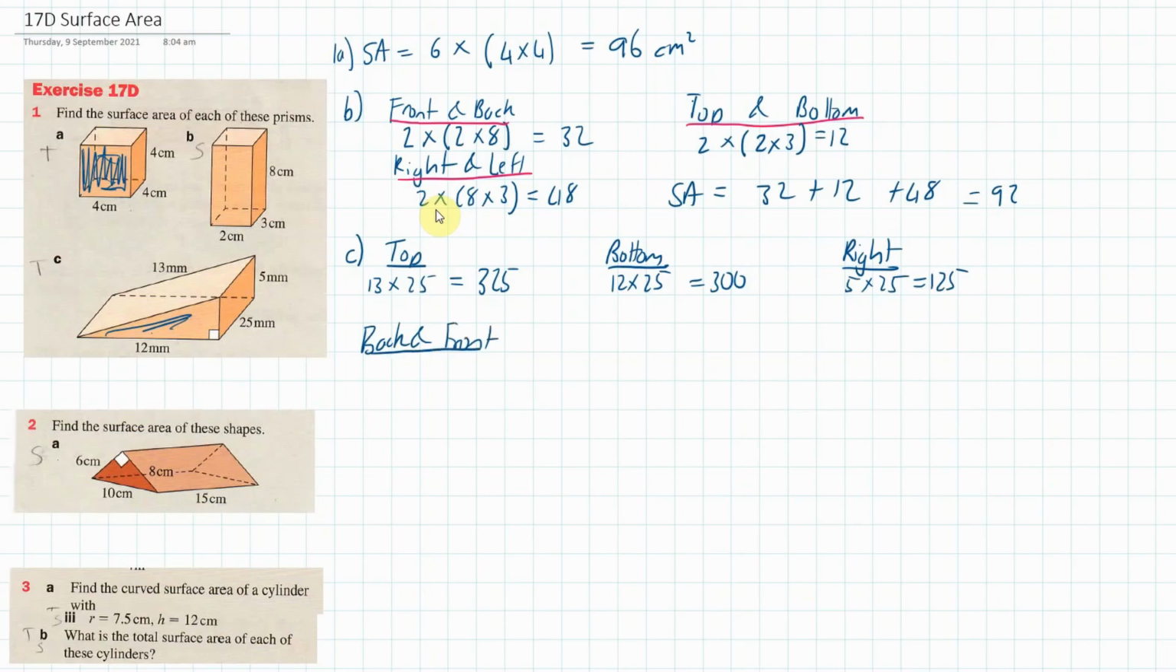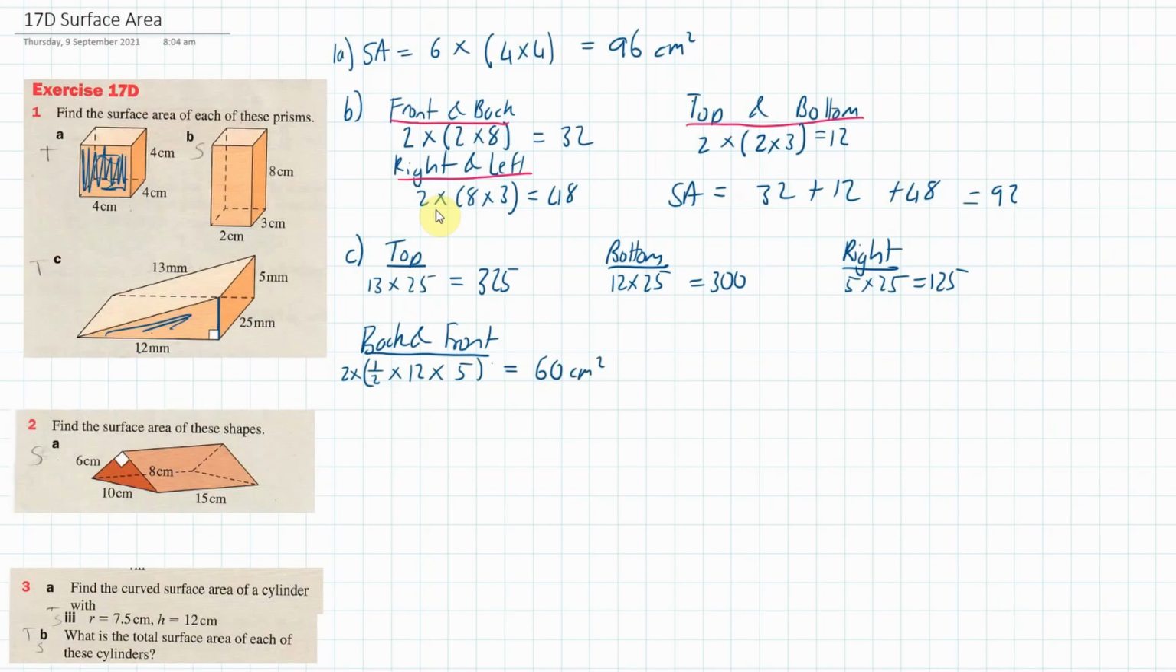And the back and front are made up of the 12 by this bit here, which is 5. So we're going to go half the base. Now don't forget they're triangles, so you've got to do half base times height. And we've got 2 of them. So essentially it becomes 12 times 5, which is 60.